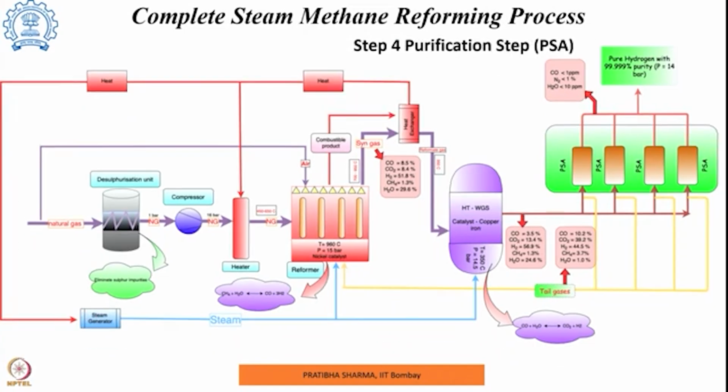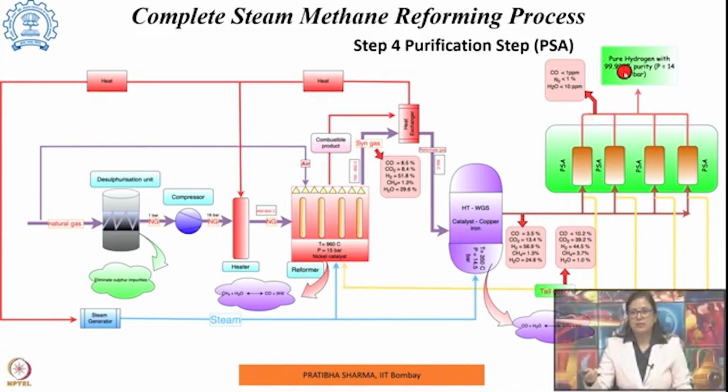In the last step which we have seen today, the purification step, the product gas obtained after water gas shift goes to the pressure swing adsorption unit, which is actually a batch process. However, using multiple adsorbent beds it can be made continuous, and after PSA we get pure hydrogen with a purity of 99.999% at a pressure of approximately 14 bar.